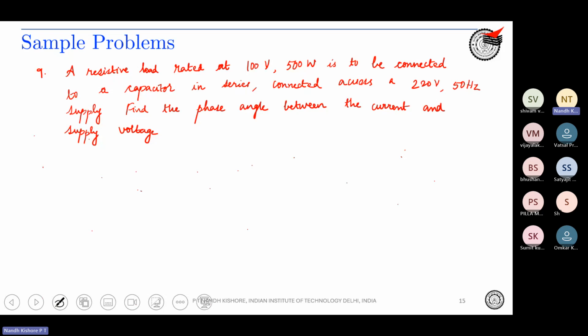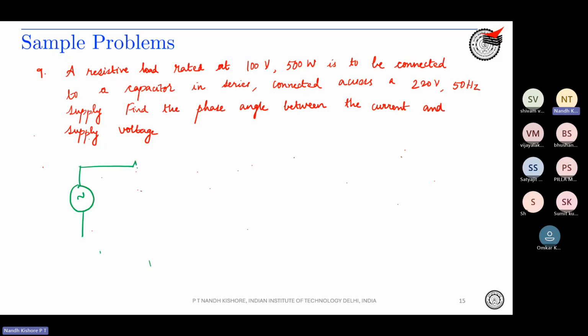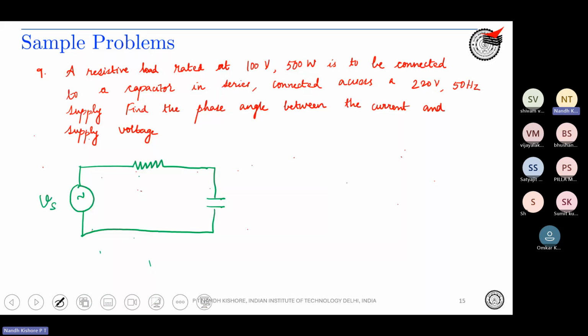How do we find out the phase angle? Let's draw the circuit. Okay. So you understand that there is voltage over here, right? And there is a resistive load and there is also a capacitive network, right? So this is my V supply RMS, right? And let us call the voltage across my resistor, they have given 100 volts, right? Voltage across the resistor is VR. And voltage across the capacitor would be VC, right?